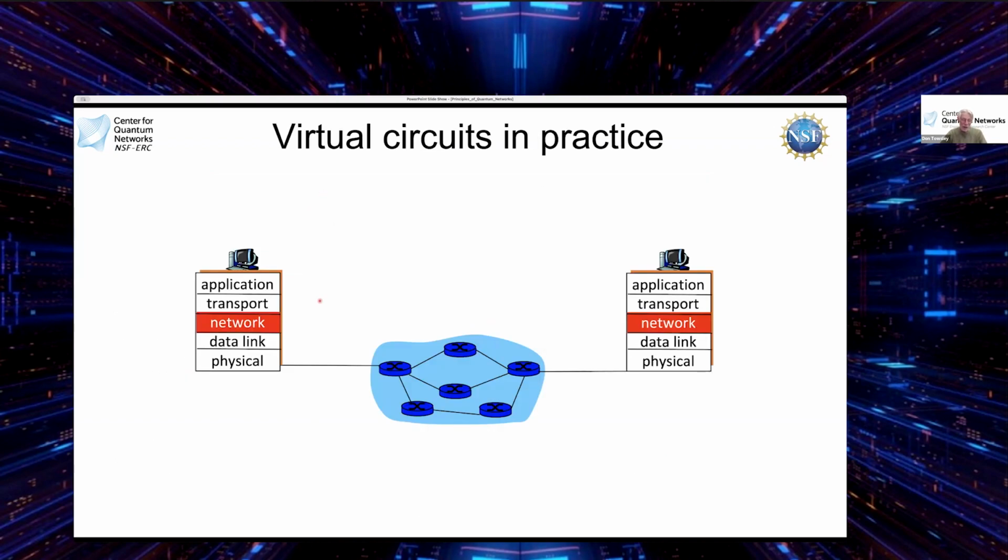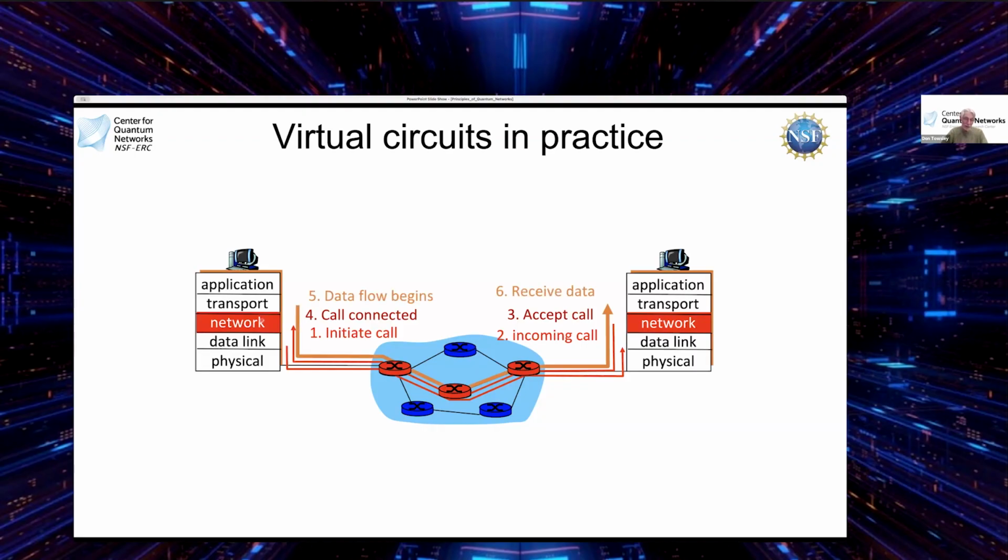So here is how we might expect it to look in practice. We have two end hosts connected by a network. We're looking at the network layer in red. And the first thing we would do is initiate a call. The destination would get this request to initiate a call. It would accept the call, and then that acceptance notice would go back through the network and be received by the sender. And then the sender could start sending data, and the receiver could receive data. And so that's how it would look.